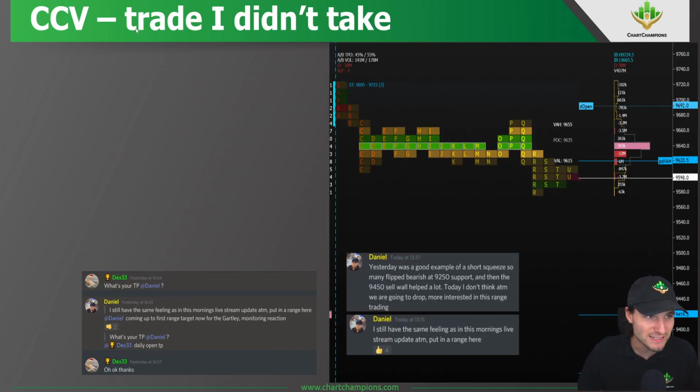CCV. This is an example of a trade I didn't take. So let me first talk you through the setup and why I did not take this trade, even though the setup was officially there. So you can see here, here's our daily open. The main three things that you're looking at for this setup are your daily open, your previous day value area high, and your previous day value area low.